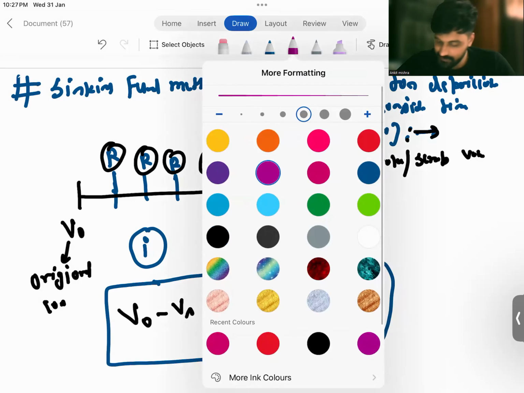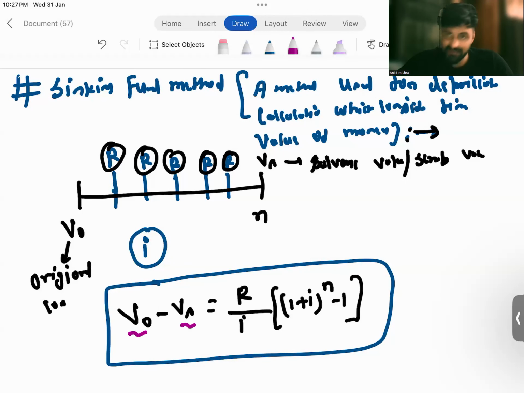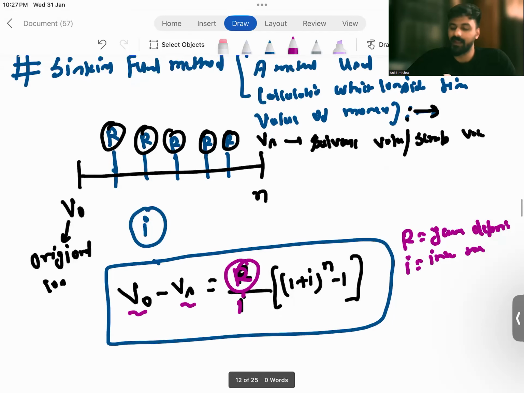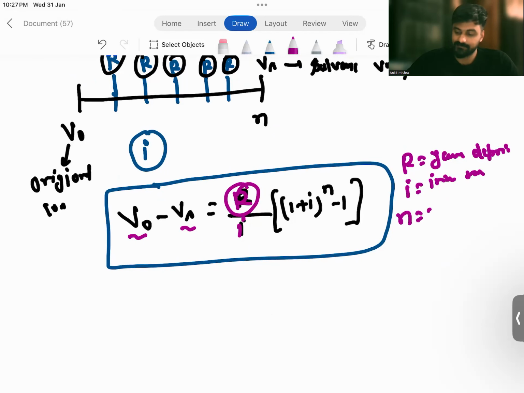While using the concept of annuity, V naught is your original value, VS is your salvage value or scrap value, and R is your yearly depreciation. So in this formula, R is called the yearly depreciation, and I is your interest rate. Your value of assets is getting decreased with the interest rate of I. So you can calculate the yearly depreciation, this value R, with the help of this particular formula, and N is the service life of the assets.